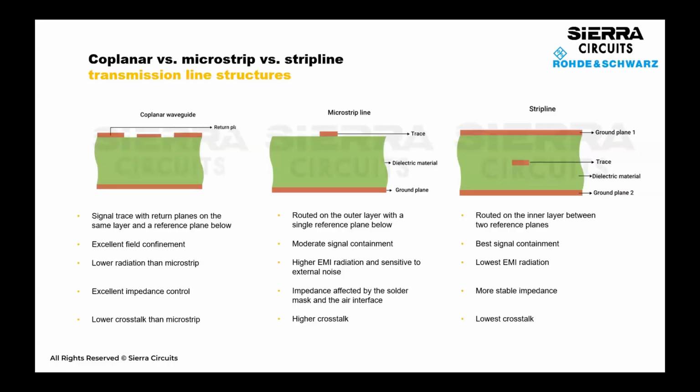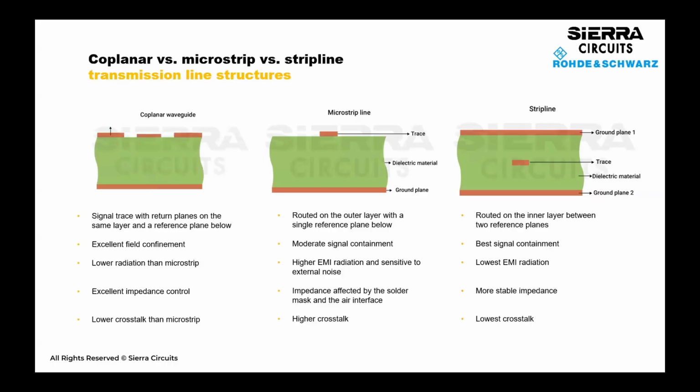Starting with the coplanar waveguide on the left, the signal has ground references on the same layer and a reference plane below. It gives excellent field confinement, tighter impedance control, and lower radiation compared to microstrip.